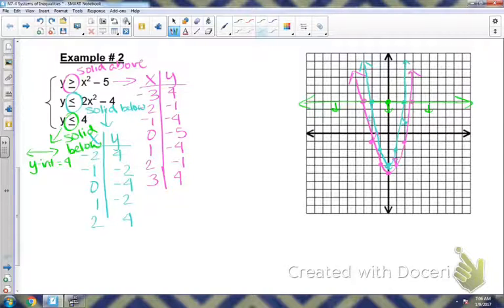Okay, so we're trying to find where all three of them are shaded. So we're trying to solve the system, finding all the points that they have in common. The green was below, the purple was above, and then the blue was below. So it would be this section here. You can plug any point in that shaded area, and it should be true for all three of them.